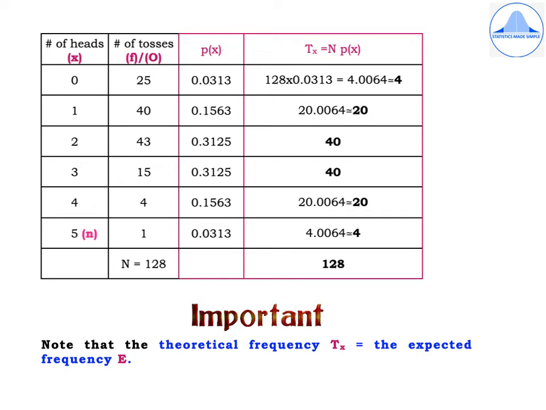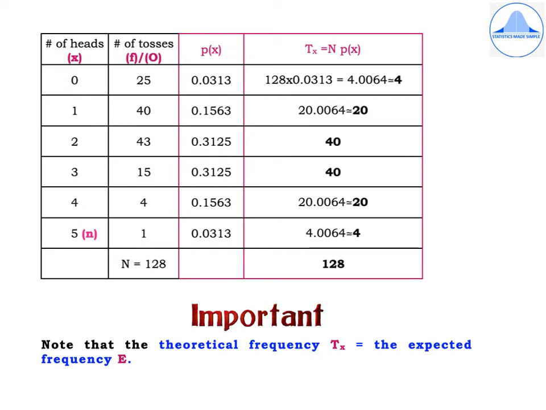Now I will rewrite the table where in the first column I have number of heads as x and the values are 0, 1, 2, 3, 4, 5, and you know that the last value in the x column you mark it as n. Then the number of tosses are the frequencies or the observed frequencies O. So the values are 25, 40, 43, 15, 4 and 1. And when we add up these values, we get capital N equal to 128. In the third column, form P of x, which are the probabilities we just now calculated, that is 0.0313, 0.1563, 0.3125, 0.3125, 0.1563 and 0.0313.